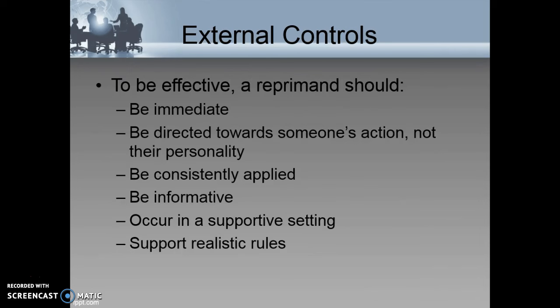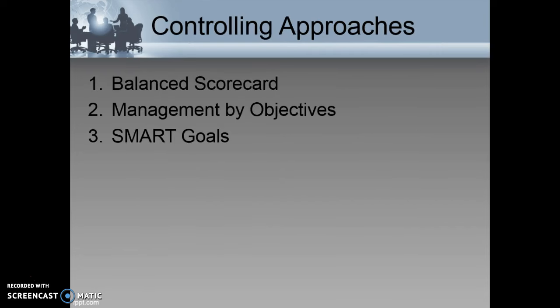To be effective, a reprimand should, number one, be immediate, happen right away, so we know that there's a cause or a result for any particular thing that happens. It should be directed towards someone's action, not their personality. People shouldn't be feeling bad about themselves. It should be, oh yeah, I did that wrong, I'm going to correct it now. It should be consistent and informative so that the person knows what they did wrong and how they should do it correctly the next time. It should occur in a supportive setting so we're not feeling like we're attacking our employees. And it should support realistic rules.